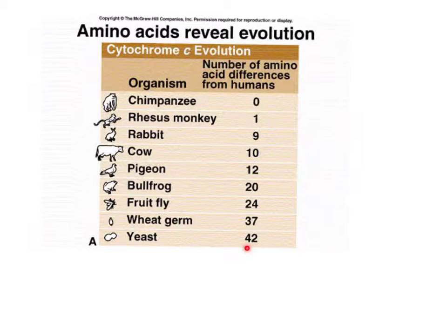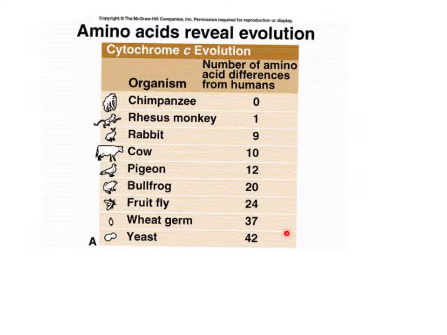All the way down to yeast, primitive yeast, which are a completely different kingdom of organism to ourselves, have 42 different amino acids in their amino acid sequence in their cytochrome oxidase compared to humans. Wheat germ plants, 37 different. Insects, which are still animals like ourselves, but very different from mammals, are 24. So that shows the difference in amino acid structure of cytochrome oxidase, and the more distantly related the organism is to us, the more different their cytochrome oxidase is.